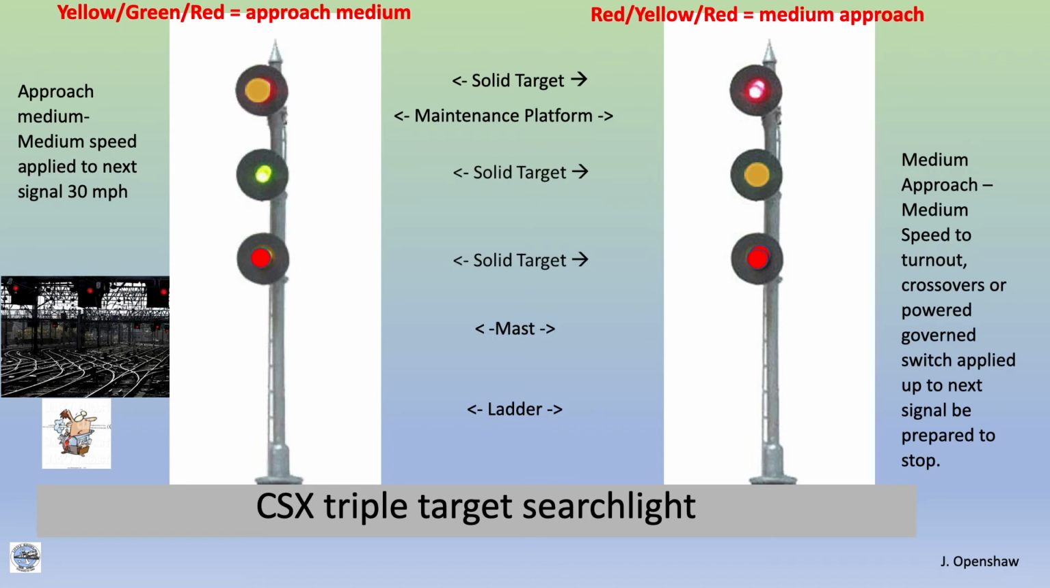Okay, here's the speeds I was telling you about. One's an approach medium. As you can see, it's yellow over green, and the other one's green over yellow. Now you can compare the two, approach medium and medium approach, and see the difference between them. Again, approach medium: approach the signal not exceeding medium speed. And the other one is medium approach: medium speed through turnouts, crossovers, power operated switches, approach the next signal prepared to stop. Okay, next one, Dave.